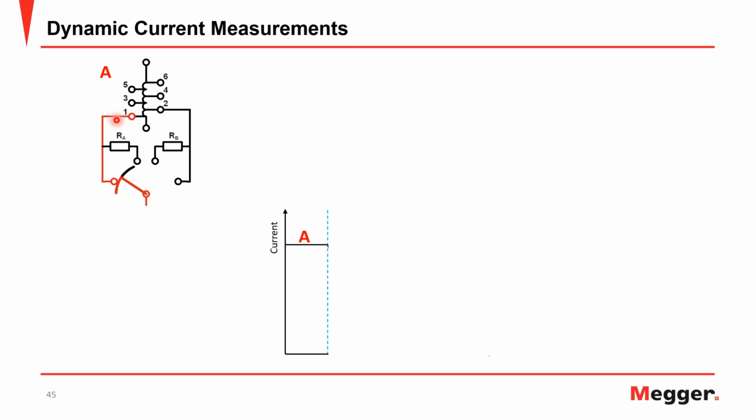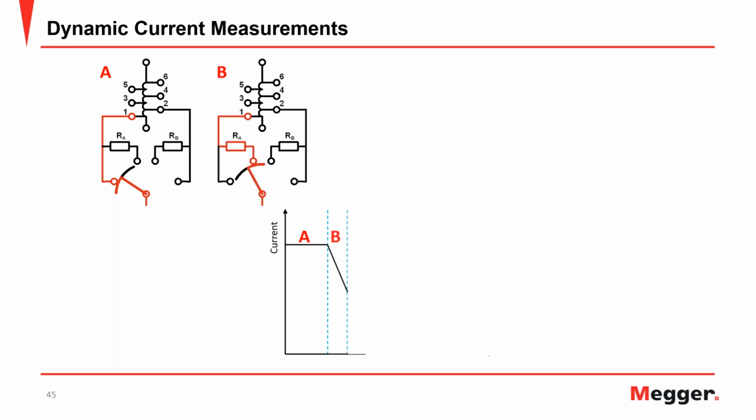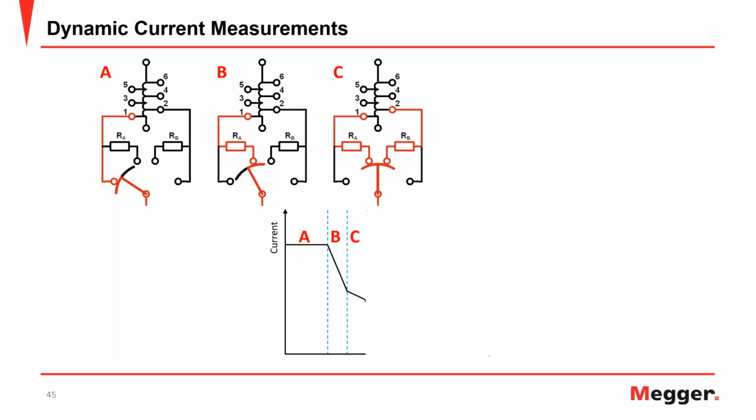Now you want to change from tap 1 to tap 2, right? So this is your position A. You're maintaining your level of current. Now you move to your next position, where you have that resistor in place. The moment that resistor comes into play, your current is going to drop in response to that. As the tap moves along, where it has both the resistors in the circuit, the total resistance is going to be combined. It's a parallel resistance, so your current will still drop, but at a lower rate.